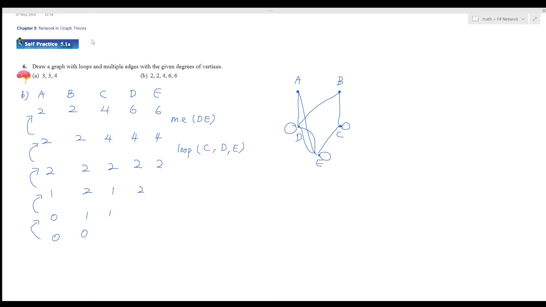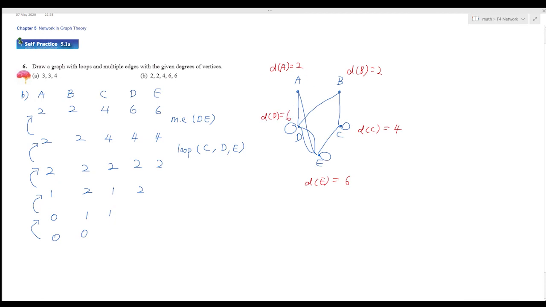So now we can check whether our graph is correct or not. Degree of vertex A: 1, 2. Degree of B, 2. Degree of C, there's a loop over here. The total degree is 4. Degree at E, there's a loop here also: 1, 2, 3, 4, 5, 6. So the last one, the degree of D: 1, 2, 3, 4, 5, 6, 6 also.